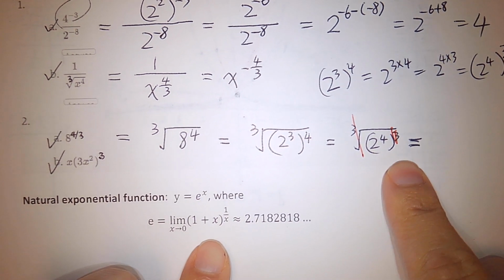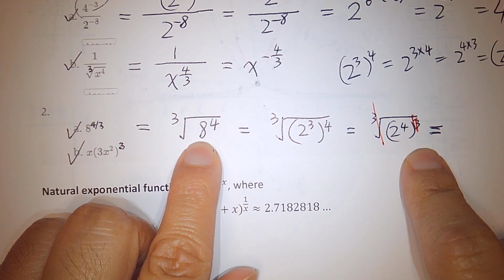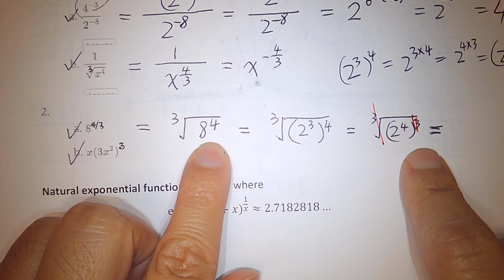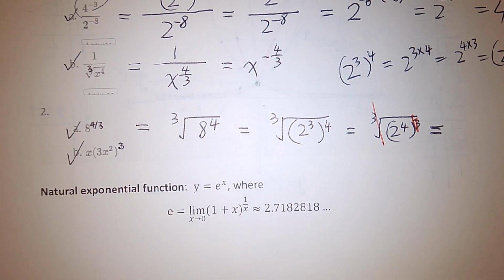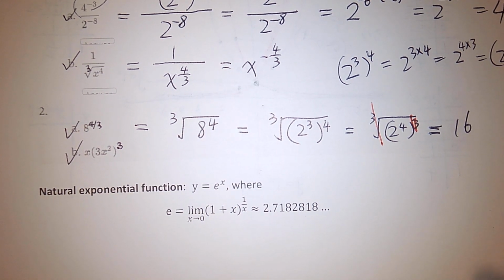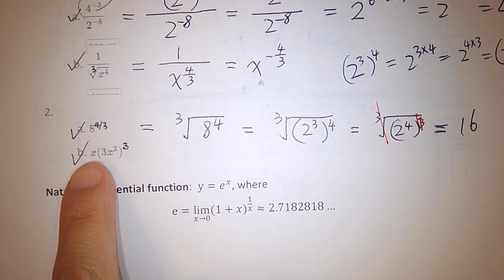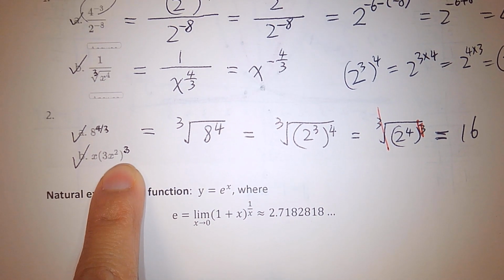Or if you don't want this, okay, use a calculator, do 8 to the 4th power, which is 4,096, then the cube root. That's also fine. The answer is 16, right? Yes. And how about this question?